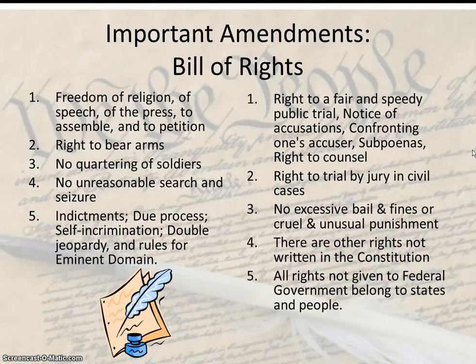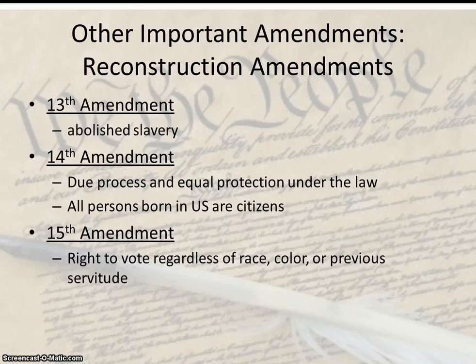9, there are other rights not written in the Constitution, so they don't want to say that this is an all-inclusive list and there are no other rights that you could have. It kind of leaves things open that you could have more rights than what's there. And then 10th is that all rights not given to the federal government belong to the states and the people.